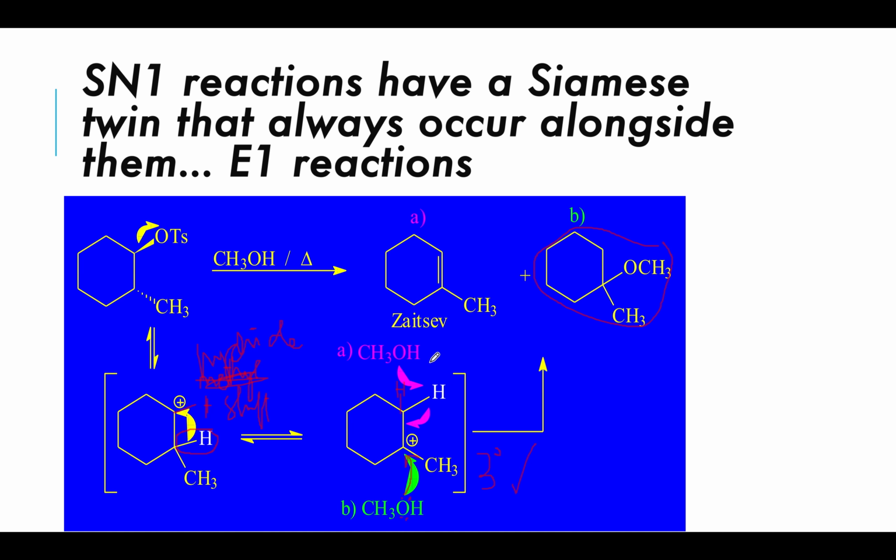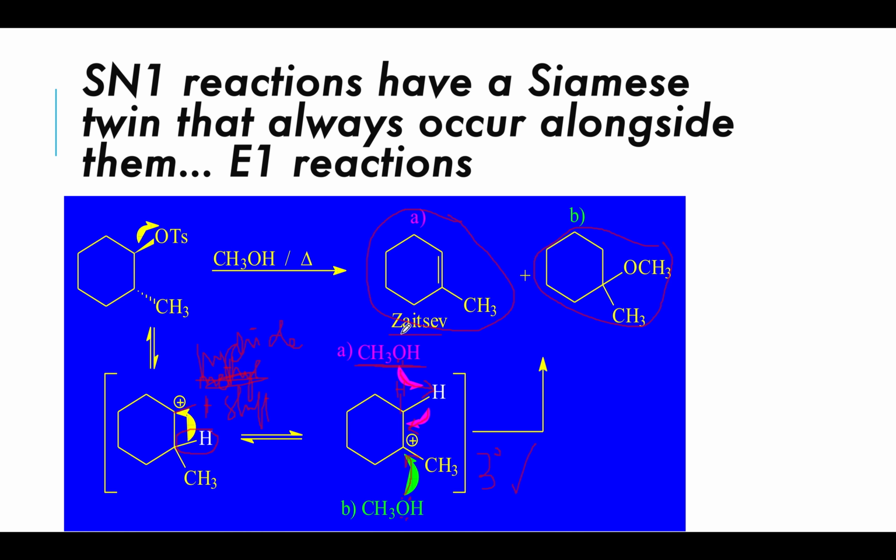But if the nucleophile decided to act like a base, so in our case it's also the methanol, it can actually choose to get a proton from an adjacent carbon, and that bond to the proton that was formerly there now becomes a pi bond, neutralizing my carbocation and now creating an elimination or an alkene product.